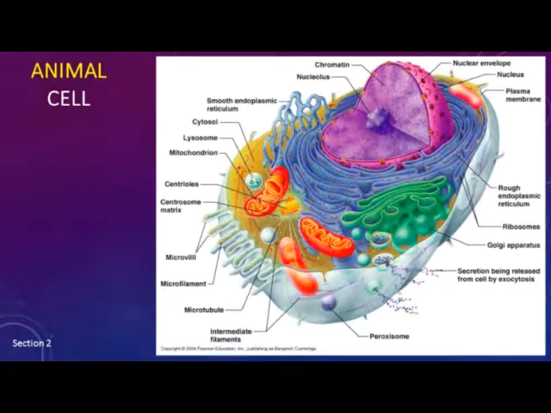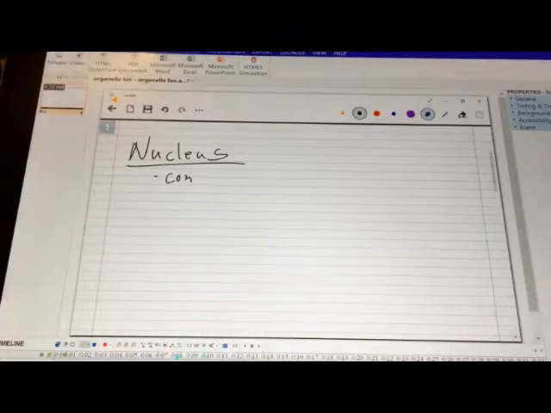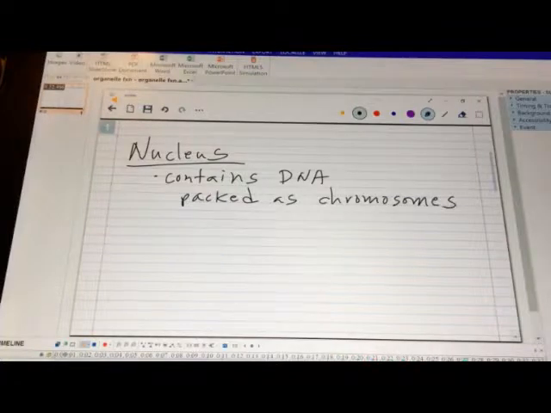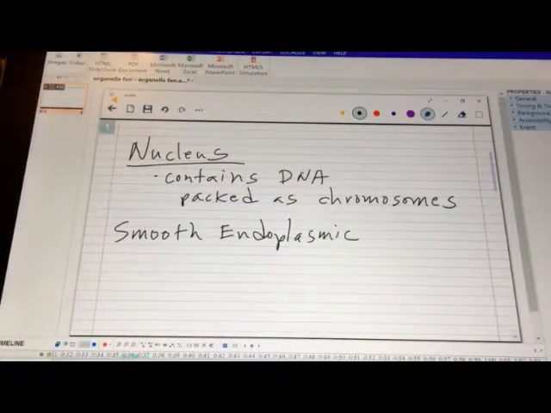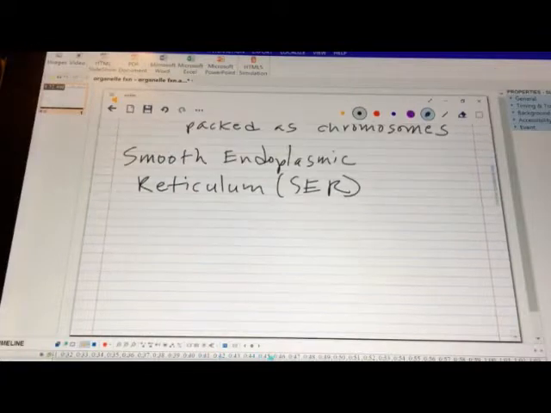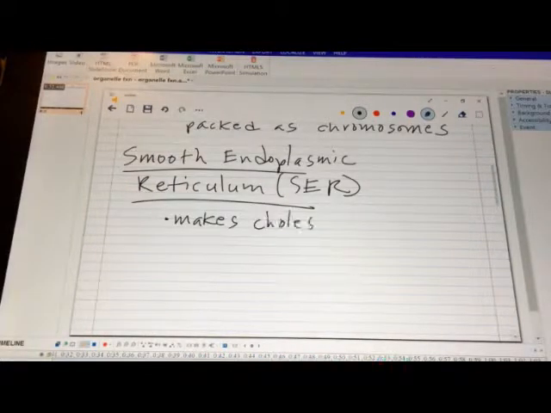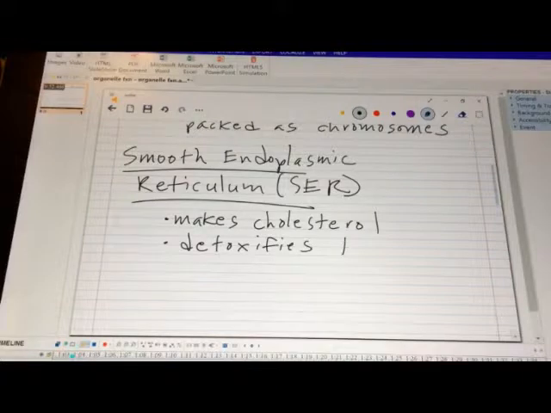Here is a diagram of what the inside of an animal cell looks like. It's important to study this diagram and be familiar with the relative shapes and locations of these various organelles. The nucleus contains DNA, which is packed in the form of chromosomes. The smooth endoplasmic reticulum, or SER, makes cholesterol. It also has a job of detoxifying toxins, which are chemicals inside the cell.